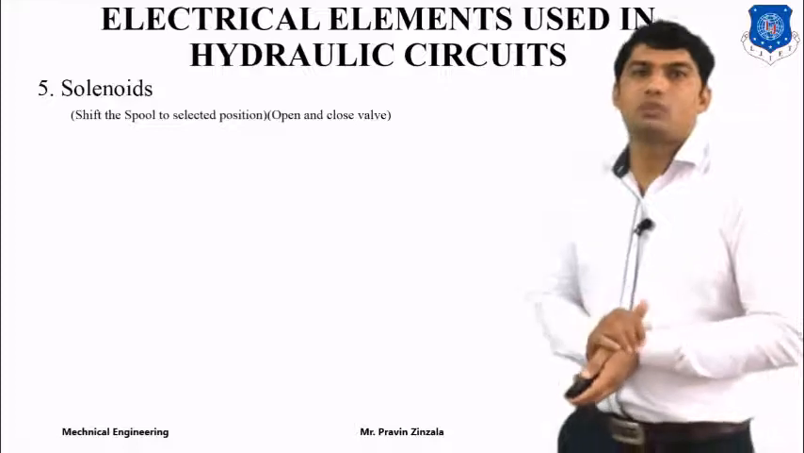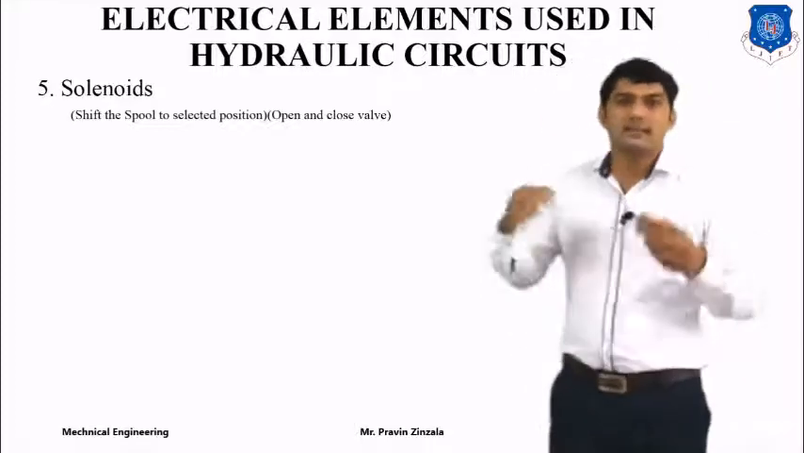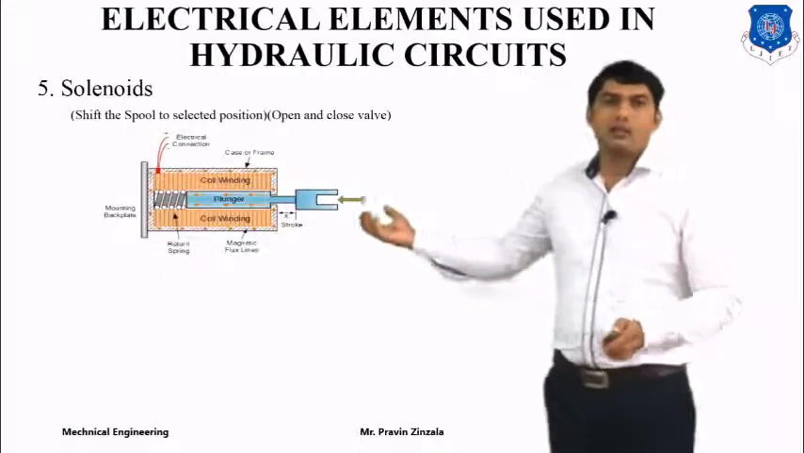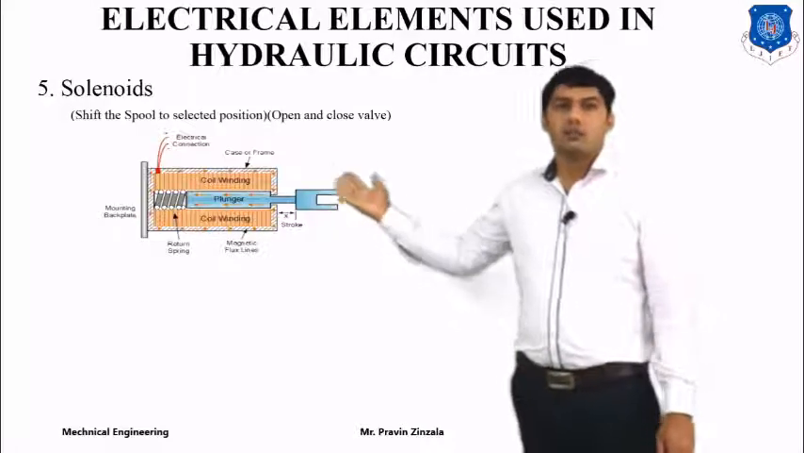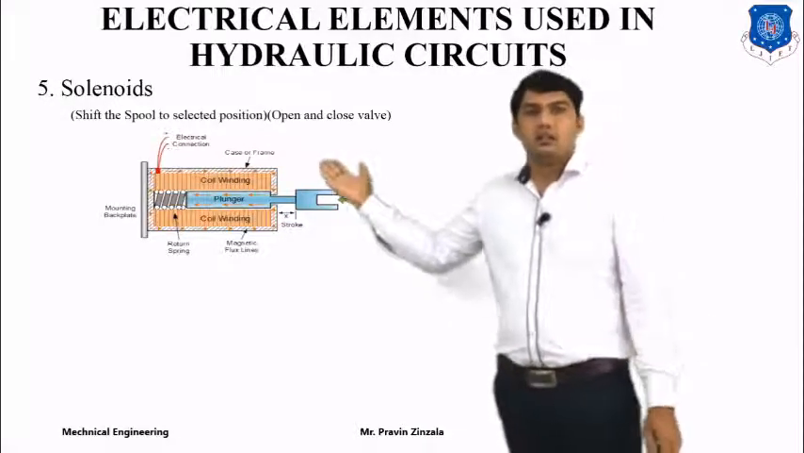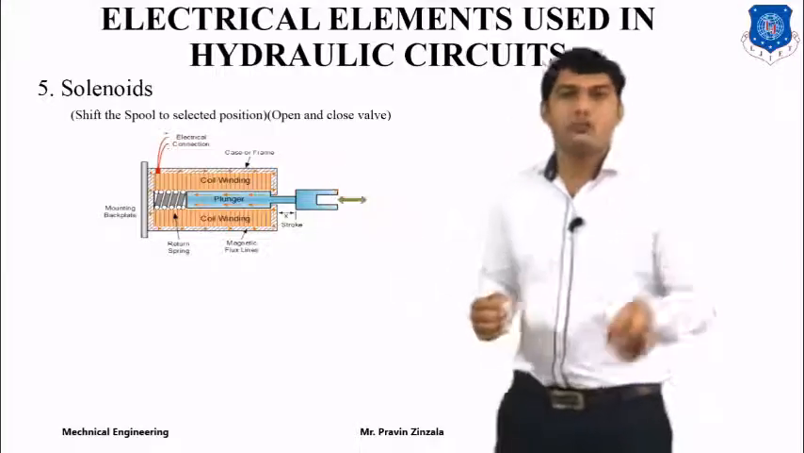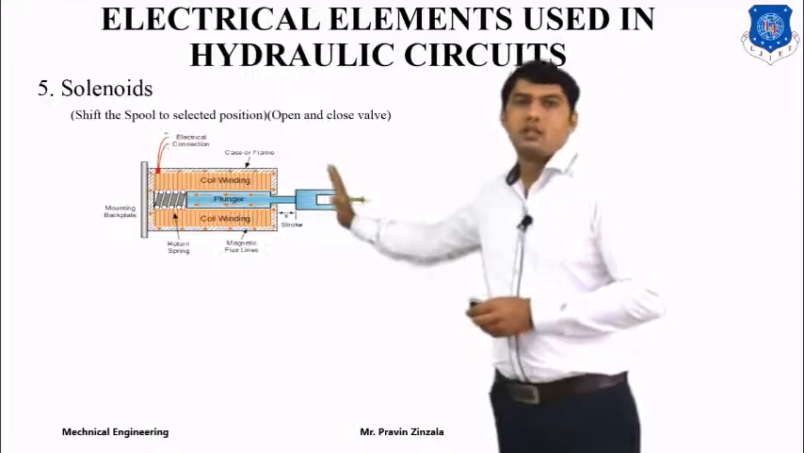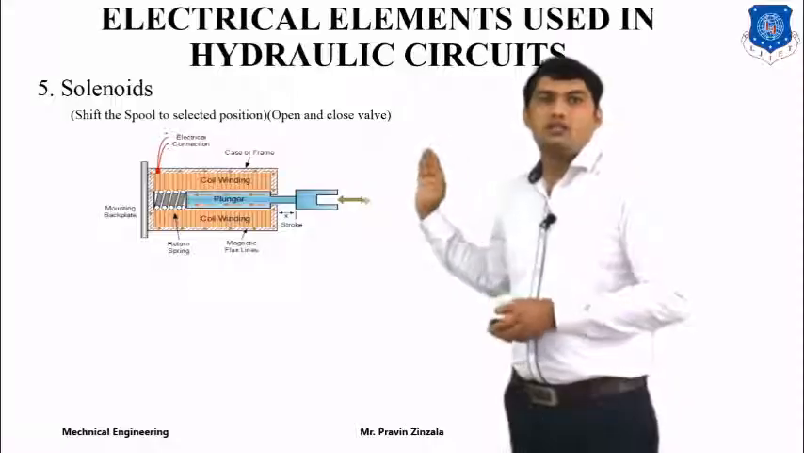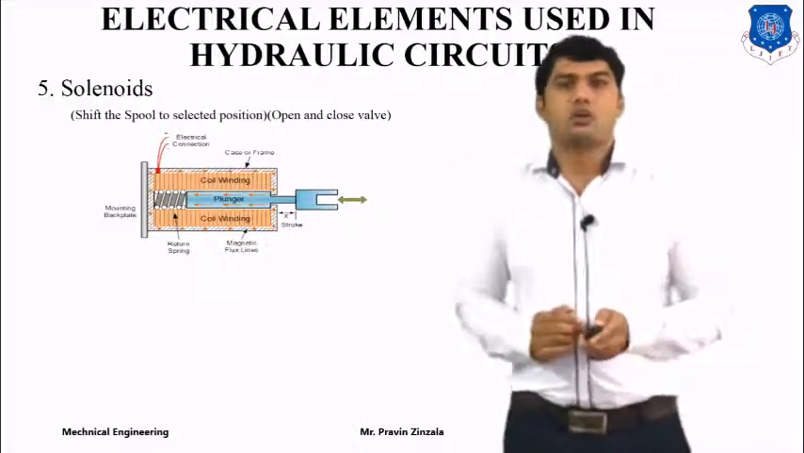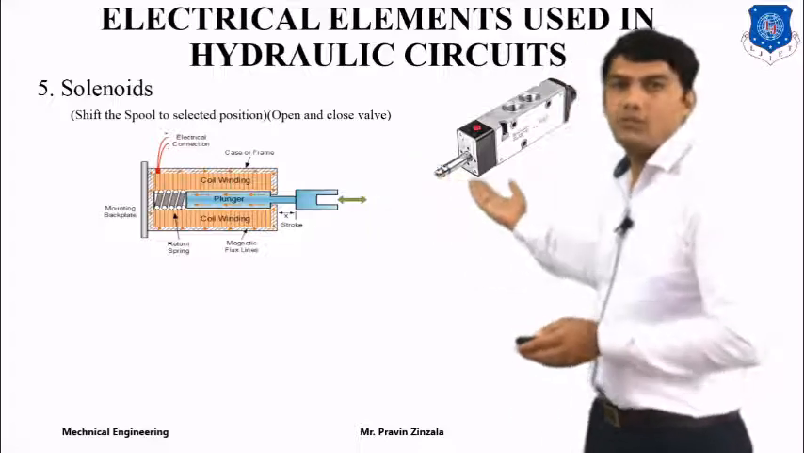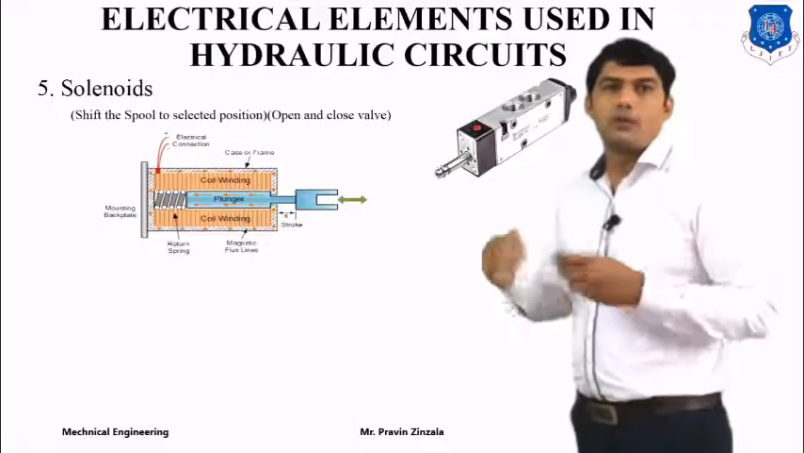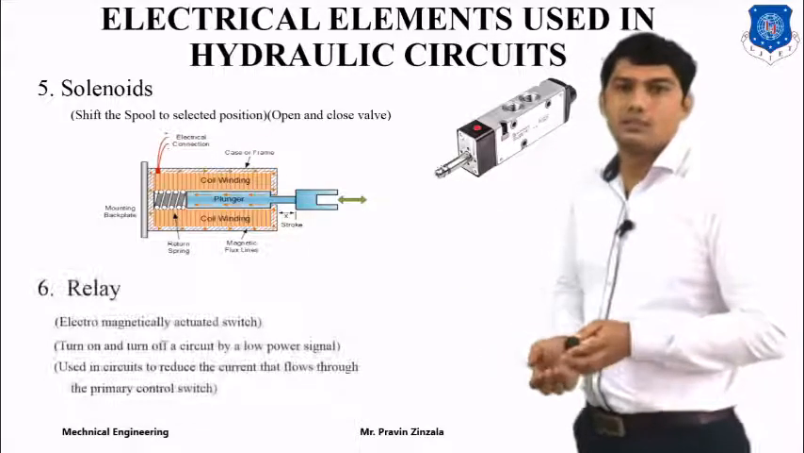The next electrical device is the solenoid. The solenoid is used for automation in hydraulic and pneumatic systems, because the solenoid is one type of electromagnetic device. By utilizing electricity, we can create a magnetic field, and by utilizing the magnetic field, we can move the plunger. By the to and fro motion of the plunger, we can open and close the direction control valve. So this is the practical diagram of a solenoid valve. It is used in hydraulic and pneumatic systems for proper working and protection of the hydraulic system.